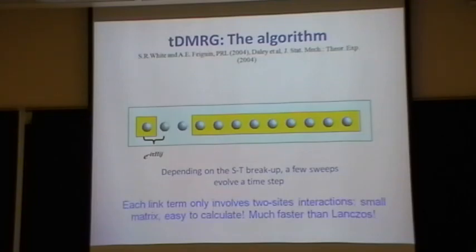The neat thing about this approach is that each term, as we've seen before, involves only the two sites that are left dangling there alone. And we can apply the evolution operator basically exactly, very efficiently. And this is much faster than doing Lanczos shots during the calculation of the ground state.